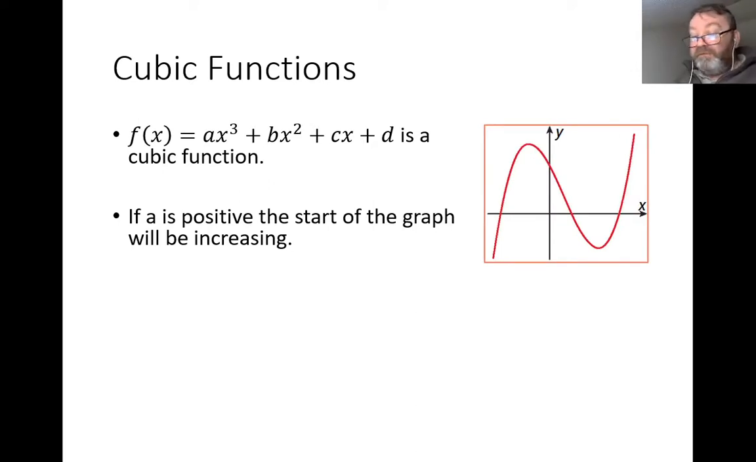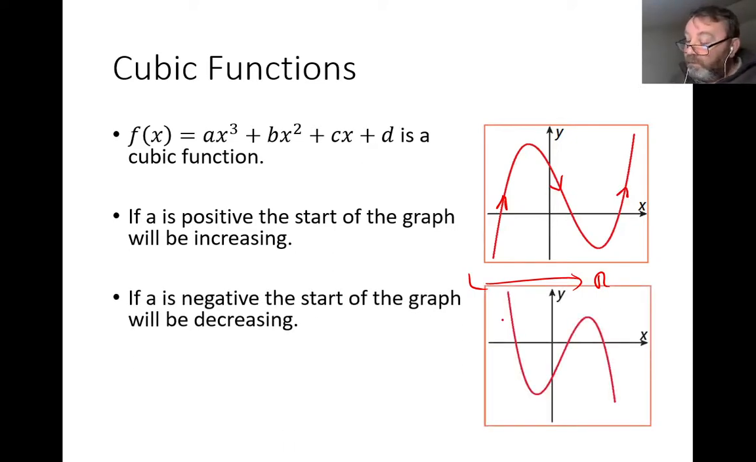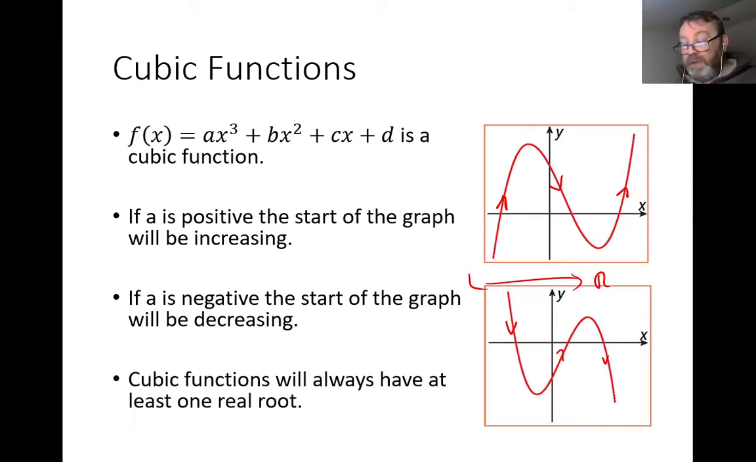So there's what we said. If a is positive, you will have a graph that is increasing. Don't forget, in this part of the world, we read from left to right, so you always read your graphs from left to right. So that's increasing, that's decreasing, and that's increasing again. If a is negative, then we get the other thing, where we get a decreasing before it's increasing and decreasing again. So just watch the value of a, the leading coefficient, at the start of your cubic function. Cubic functions, I told you already, will always have at least one real root, because whether it's increasing, it's going to cut the x-axis, or even if it's decreasing, it'll eventually cut the x-axis.